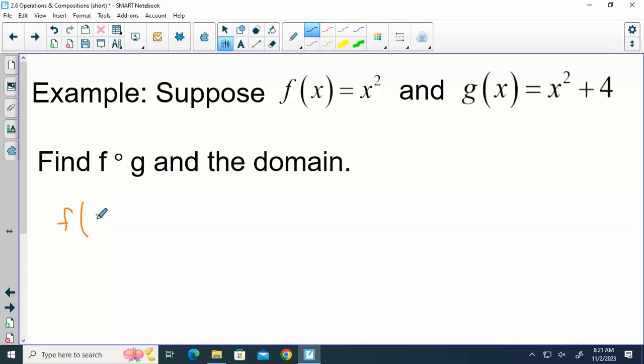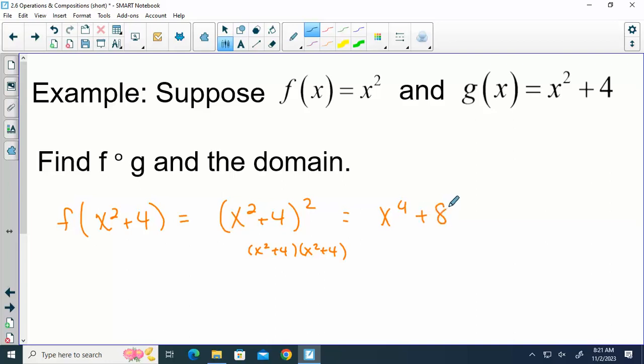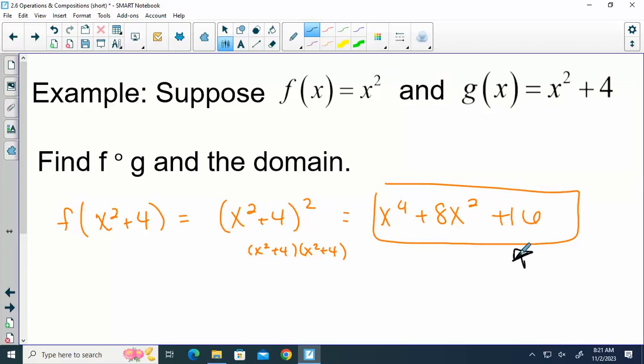We have f of x squared plus 4. So that gives us x squared plus 4 squared. And then how do we square that? FOIL. So if you write that twice, you get x to the 4th plus 8x squared plus 16. What's the domain of the final piece? And the inside? Same thing. So if they're both polynomials, even when we compose them, we still get negative infinity to infinity.